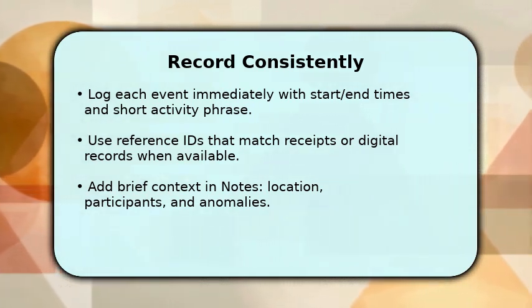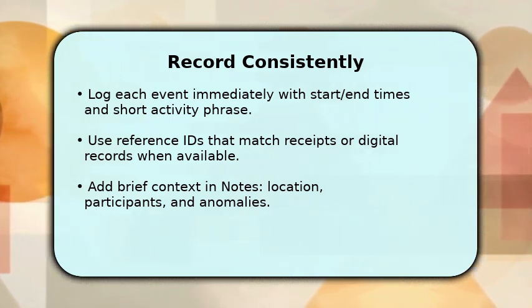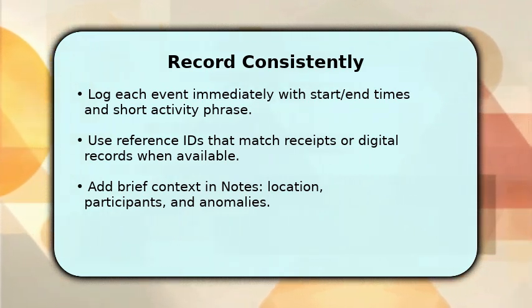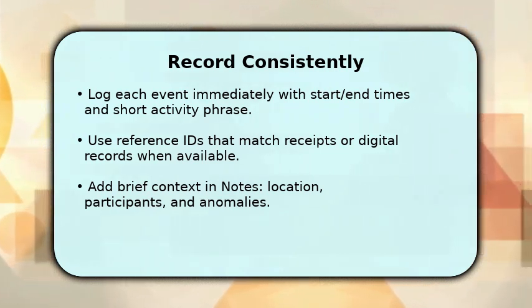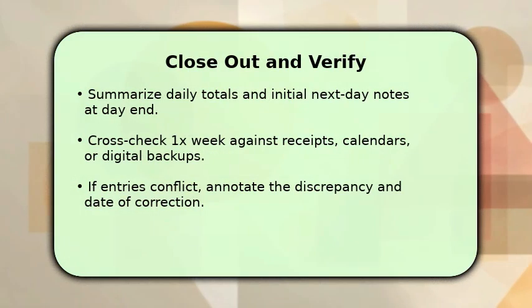If something unusual occurs, note it in the notes field: location, who was present, and why it differs, because those details explain discrepancies during review or audits. You finish each day by totaling durations and writing a quick summary of progress. This makes weekly reconciliation fast.